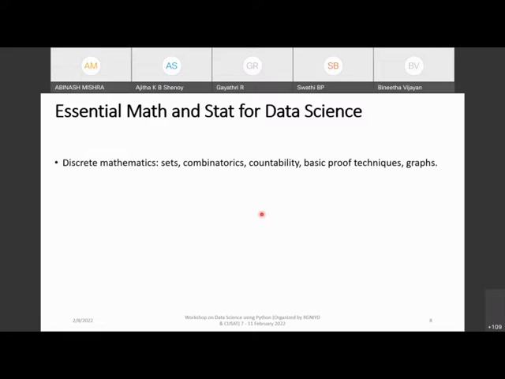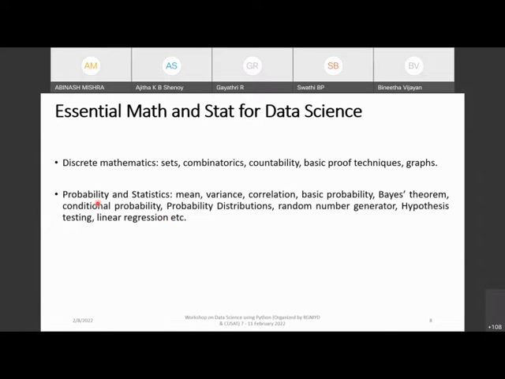Then third one is discrete mathematics. In discrete mathematics, you have to give importance for sets, combinatorics, countability, basic proof techniques, and graphs. Graphs you require for data visualization and also for some model analysis. Therefore, you should give importance for the graph theory also.